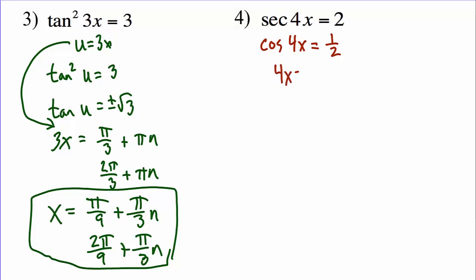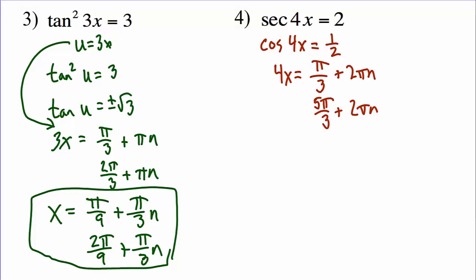And cosine is equal to 1/2 in the first quadrant. That would be at pi over 3. Also, this would be true in the fourth quadrant at 5 pi over 3. And in both cases, we have to consider all the coterminals, which happen every 2 pi radians.